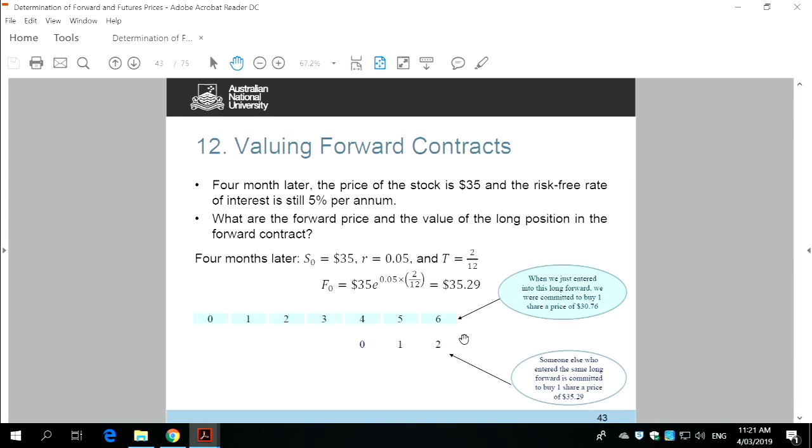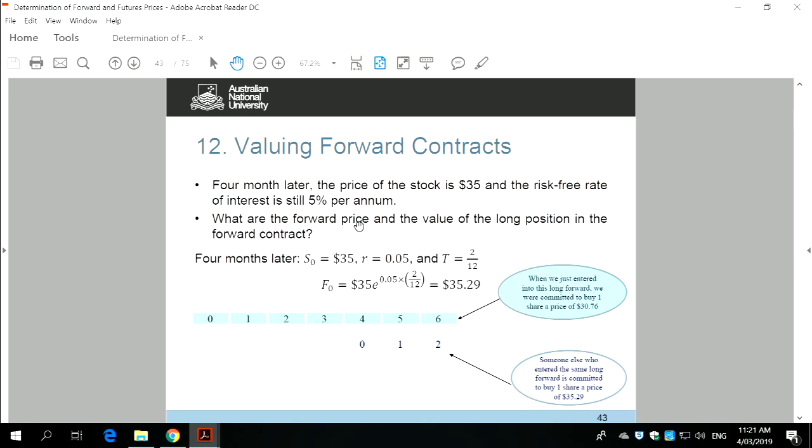Now, 4 months later, so now we're in March, right? So 4 months later, let's fast forward to July. So in this timeline, 4 months later, imagine we are now in July. Now, in July, what happens is that the stock price changed. The most updated stock price is $35. So in July, the stock is trading at $35, and the interest rate remains flat. So the interest rate is still 5% per annum, continuously compounded.